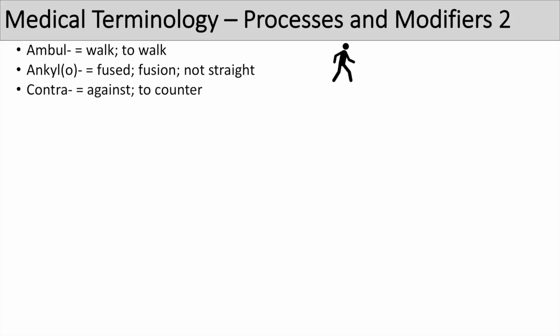The next prefix is contra. This means against or to counter. You can think of the word contraindicated. The next suffix is crine or crin, and this means to secrete. So you can think of endocrine, paracrine, and exocrine, all relating to hormones that are actually secreted.